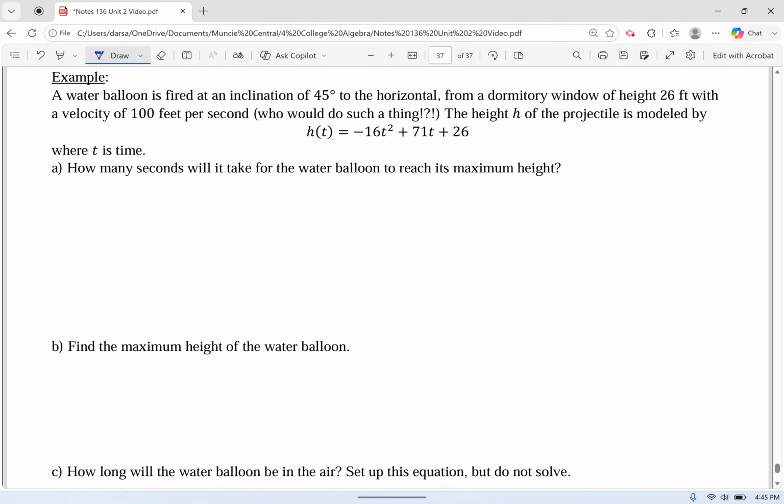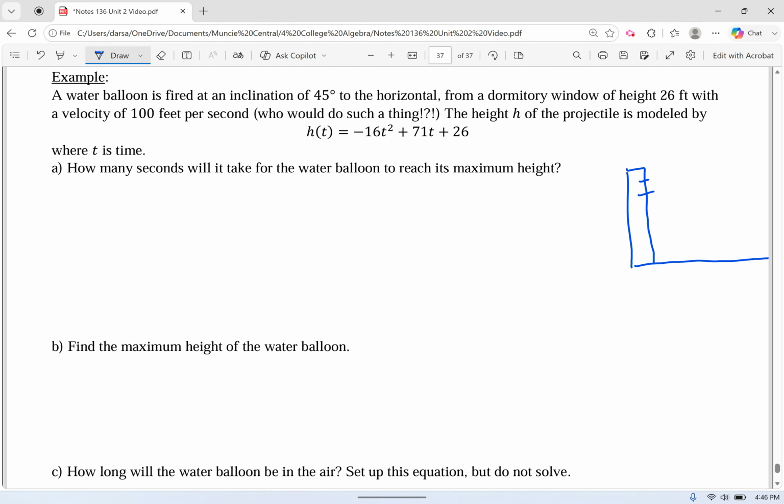Our last and most important example of how to use quadratic equations to model things is using it to model projectile motion. So projectile motion just means anything where we are taking something and we are firing it up into the air and then letting it land on the ground.